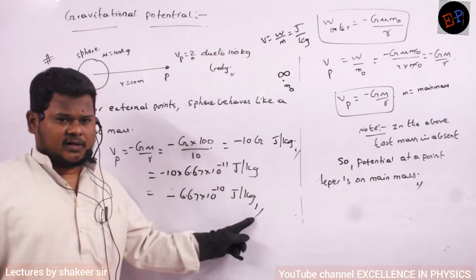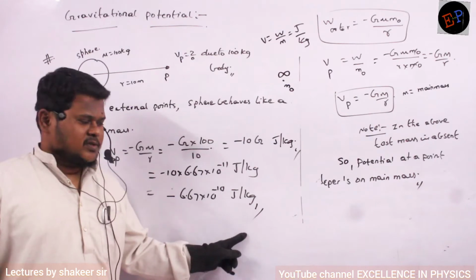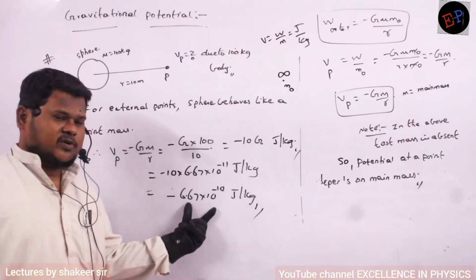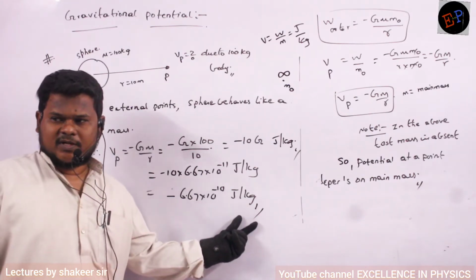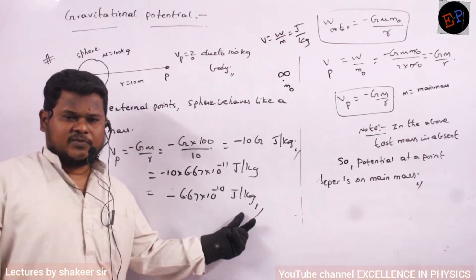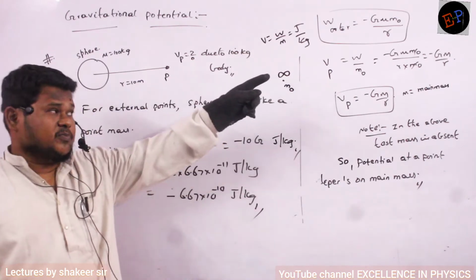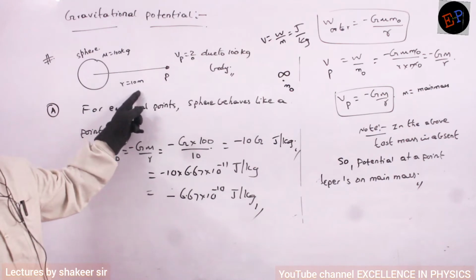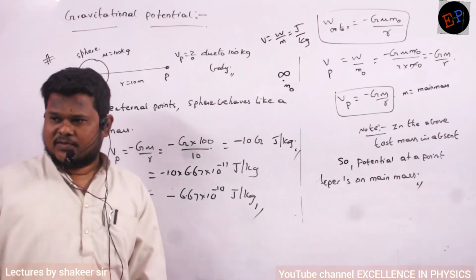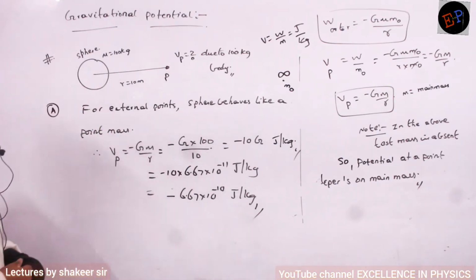Look at the units here: joules per kg. Joules means work done. It means I have to do this much amount of work to shift how much mass? 1 kg of mass. From which position? From infinity. To which point? To a point 10 meters away. That is the meaning of potential. Understood? That's it. Make a note.